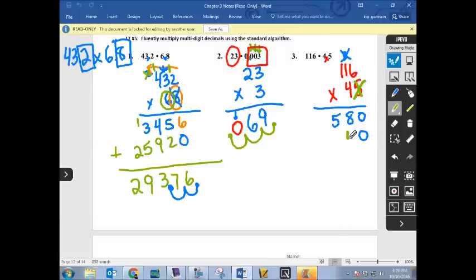4 times 6 is 24. Carry 2. 4 times 1 is 4, plus 2 would be 6. And then 4 times 1 is 4. Now we're ready to add these together.